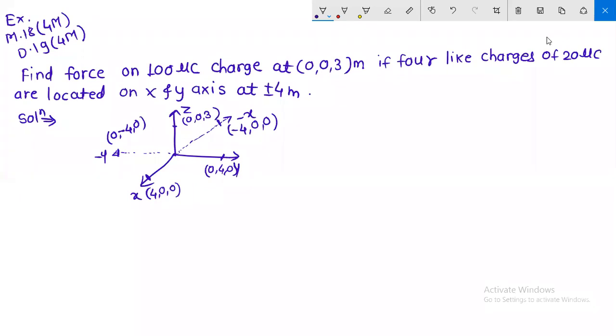Now what is asked? Find force on 100 microcoulomb charge at 003. Now at point 003, the charge is of 100 microcoulomb. Okay, this charge is of 100 microcoulomb. If 4 like charges of 20 microcoulomb are located on x and y axis at 4 meter, now we have to find the force which is acting on this charge only, which is on z axis, due to all these 4 charges. So connect all these lines.